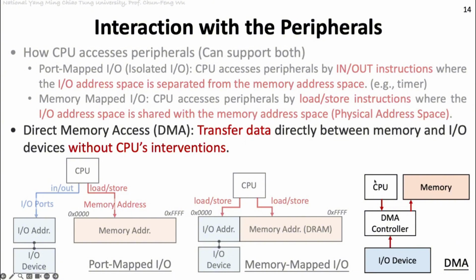And after the CPU does the configuration on the DMA controller, the CPU can do other stuff. The CPU doesn't really need to wait synchronously for the IO completion. So the CPU can do any other stuff rather than waiting for the movement. Okay, so this is how DMA works. It is just about a proxy to help the CPU move the data.